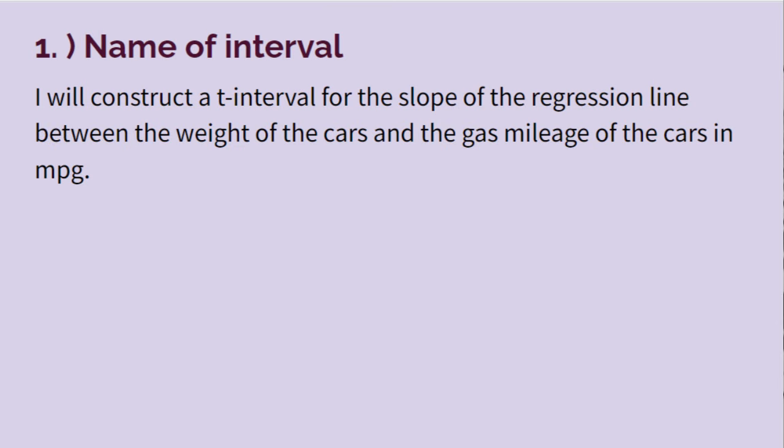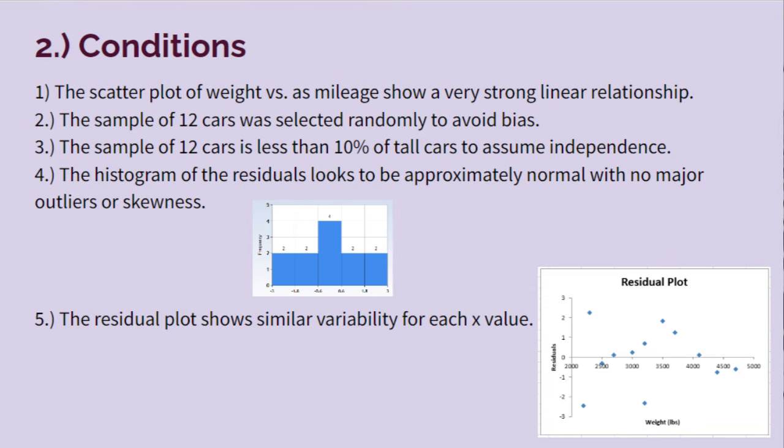This is going to be a t interval for the slope of the regression line between the weight of a car and the gas mileage of the car in miles per gallon. The conditions are the scatter plot of weight versus mileage showed a strong linear relationship, which we did see in the scatter plot. The sample of 12 cars had to be picked randomly to avoid bias. We have to assume that 12 cars is less than 10% of all the cars to assume independence. And the histogram of the residuals did look to be approximately normal with no major outliers or skewness.